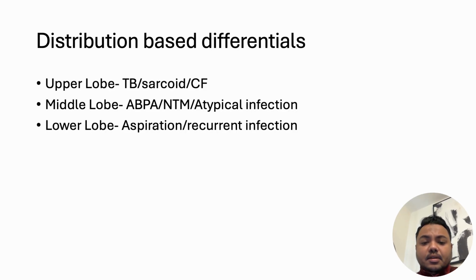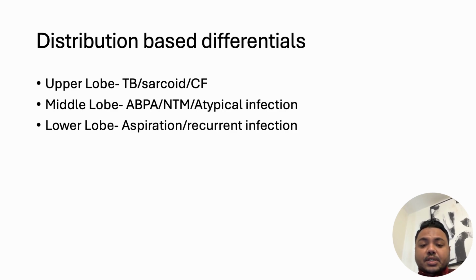You can often reach the diagnosis, or at least the differential, based on the location of bronchiectasis. If the bronchiectatic changes are located primarily in the upper lobe, it's commonly due to TB or post-TB or sarcoid or cystic fibrosis, which eventually diffuses throughout.